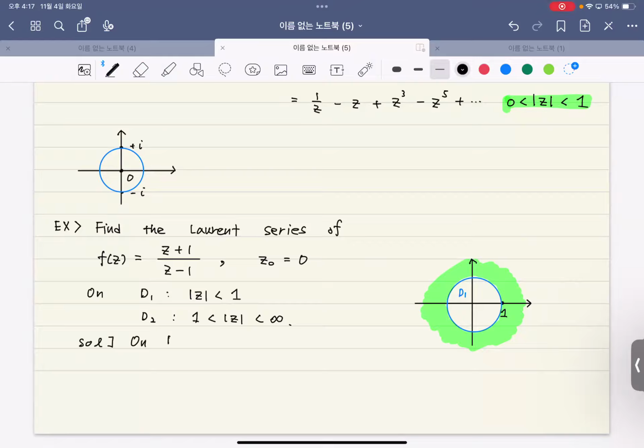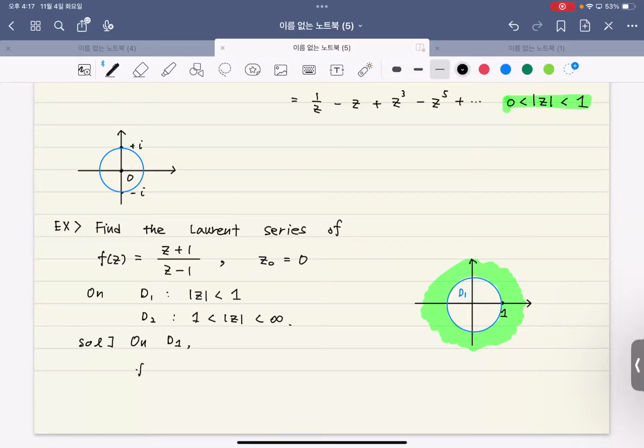Okay, first in D1, so let us focus on this disk domain, D1. Clearly there is no singularity inside of this domain, so my function is completely analytic in this simply closed domain. Therefore, in this case, my Laurent series must coincide with the Taylor series of the function, right? It should not have any negative powers of z minus z0.